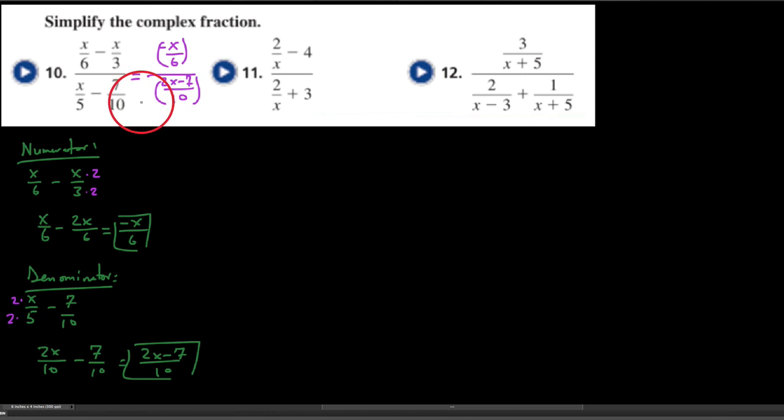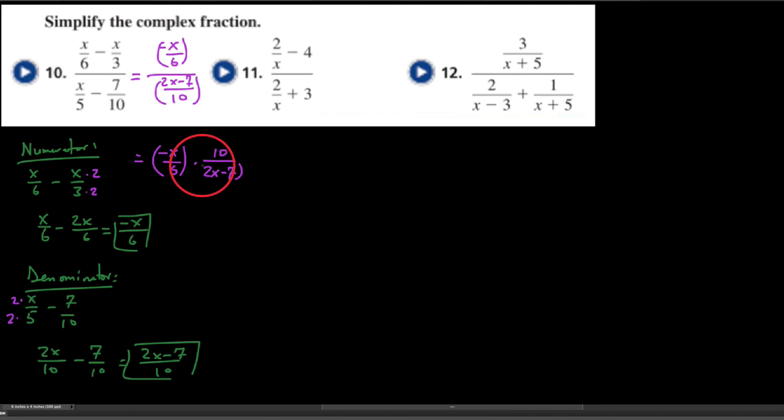So now, because what we've got is a fraction over a fraction, what we could do is actually just rewrite this as multiplication by the reciprocal. So instead of negative x over 6 over 2x minus 7 over 10, we're going to do negative x over 6 times the reciprocal of 2x minus 7 over 10, which is 10 over 2x minus 7.